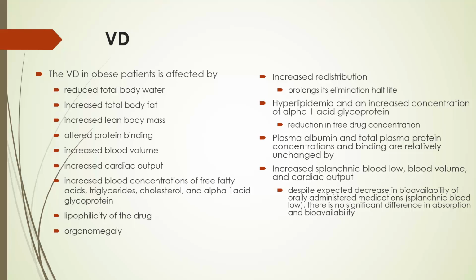Splanchnic blood flow, blood volume, and cardiac output are all increased in obese patients. In contrast to the expected decrease in bioavailability of orally administered medication because of increased splanchnic blood flow, there is really no significant difference in absorption and bioavailability when comparing obese patients with normal weight patients.